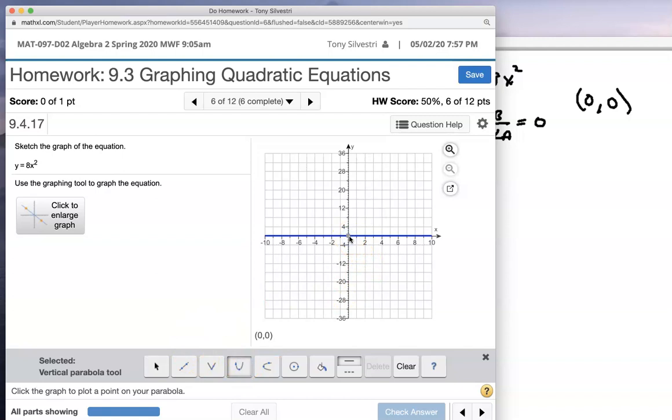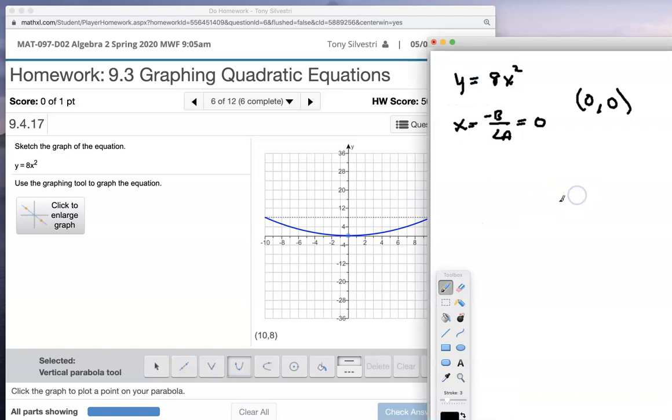What do I do for the second point? Well, pick a value for x. You can pick negative 100. You can pick 93, but that makes no sense. That means you've got to do 93 squared times 8. Why? Just pick one. 1 squared is 1, 1 times 8 is 8. There's the second point, 1, 8.